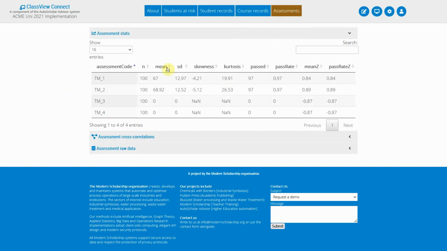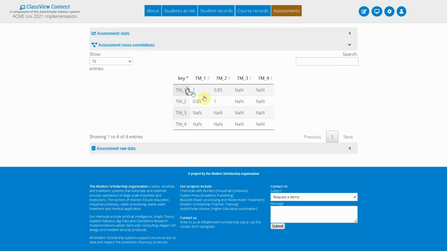Then under assessments, you can get the basic stats for the assessments. Then you can look at the cross correlation. So it looks like the two assessments are fairly well correlated here. 85%, or Pearson R 0.85, that's a good correlation in the tests.